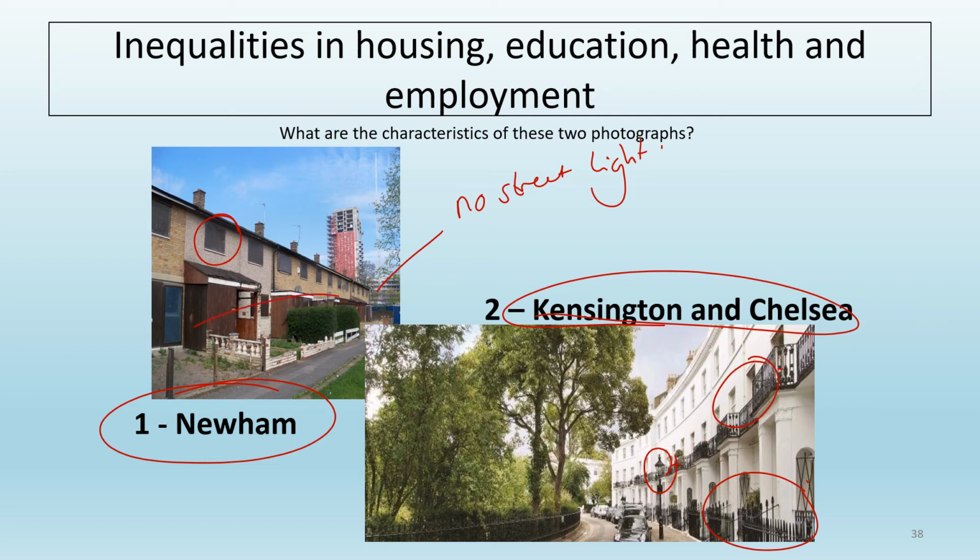We can also see that there is limited green space and gardens, whereas there's a huge park there, which is fenced off by a fence for security. And there's also lots of expensive cars, whereas we can't even see driveways here because it is a rundown area. That therefore means that possibly housing, education, health and employment are going to be worse in Newham than they are in Kensington and Chelsea.